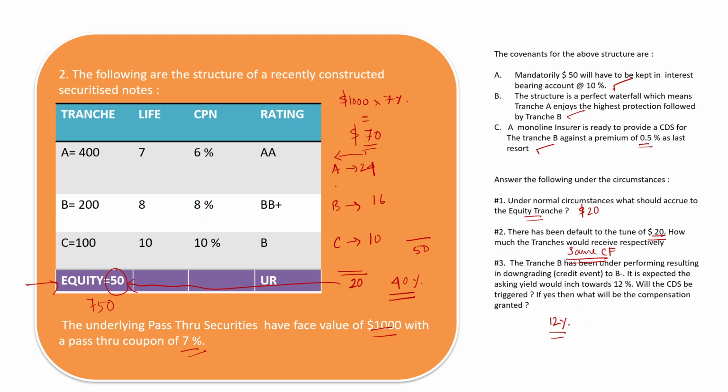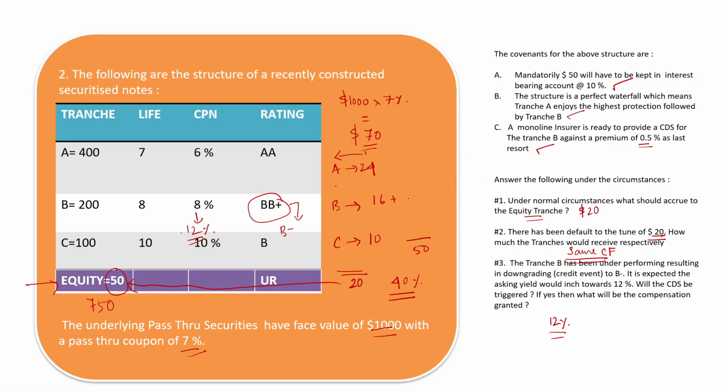Now let's understand what has happened here. If this rating was BB, it has been downgraded to B minus, and because of which the asking yield is 12% instead of 8%. So 12% of 200 is 24. That would mean that the tranche B would have to shell out an additional $8. Because 12% of 200 is 24, it was yielding $16. Now because of this downgrading, it has to shell out another $8.